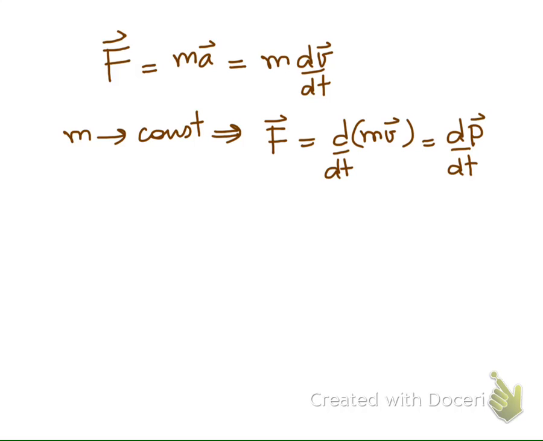But this relation, F equal to dp by dt, is more general. It's a more general form of the second law. We can use this form for a system in which the mass is not constant. You can see that mass is inside the derivative, so it's not necessarily constant here. So we can use this for a system with varying mass, which is the problem that we will discuss in the last section on the rocket propulsion.